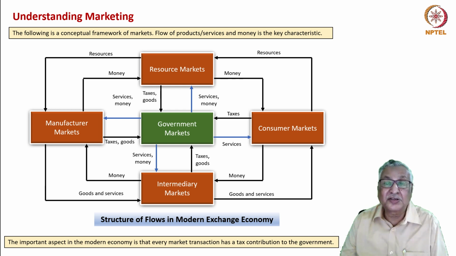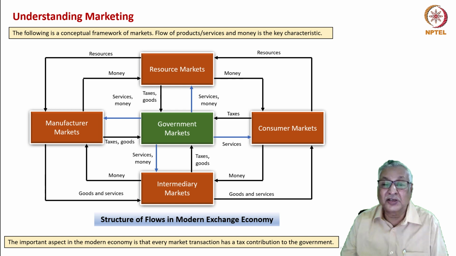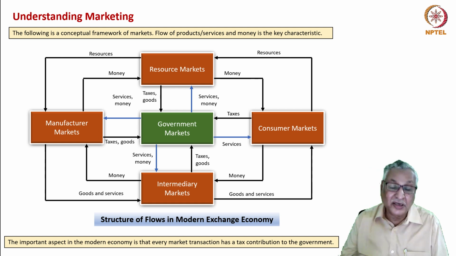The government markets lay down the broad rules and regulations by which these four markets can operate. And because these four markets are earning profits and generating wealth, and because the governments have to serve the society, they collect the taxes from the various markets. And while collecting the taxes, they also provide services. They collect the tax for the water services, but they also provide the water services.